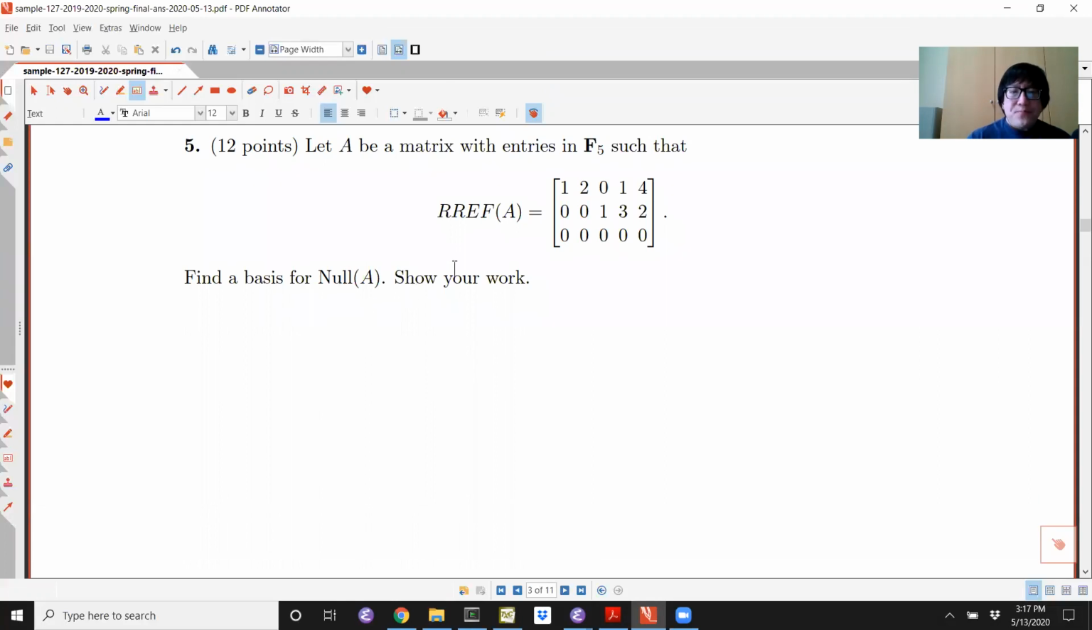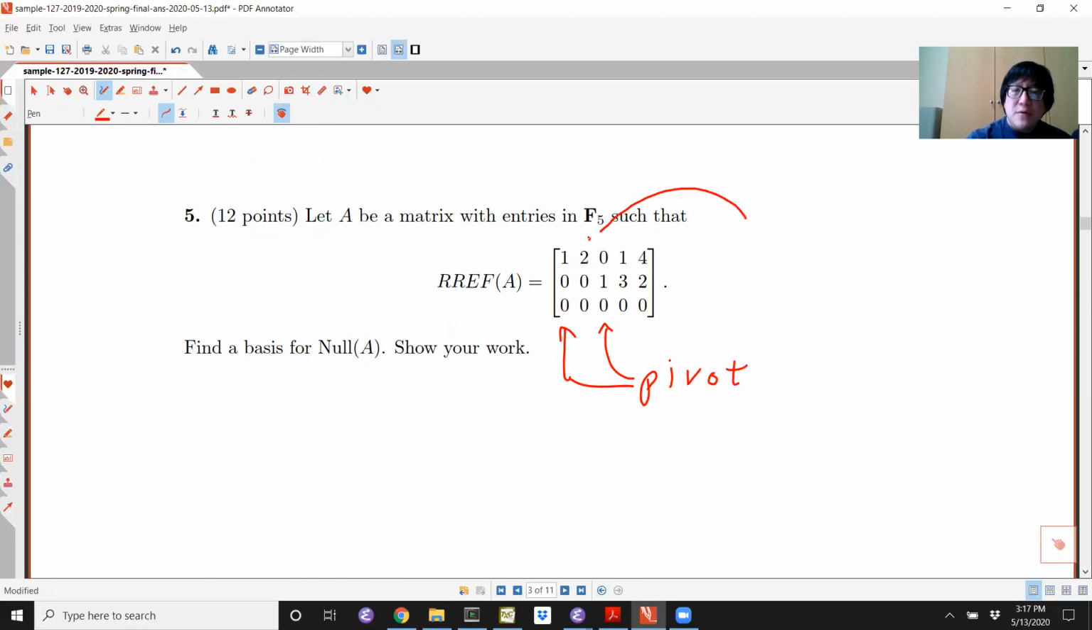So I think probably the way to go about this is to note that columns 1 and 3 are pivot columns, which means that the other variables x2, x4, x5 are the free variables.